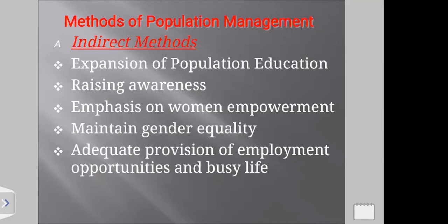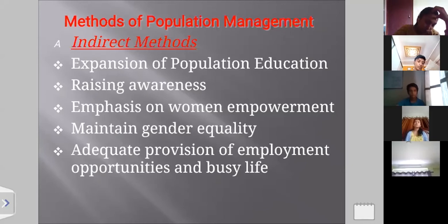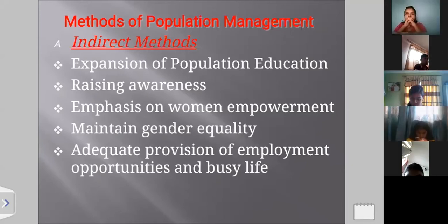Binit, just before we start the indirect methods, I told you I revised the direct methods of population management. Could you please tell me any two direct methods of population management? Use of contraceptive devices. Yes. Next, marriage at appropriate age. Okay, that was delayed marriage, or marriage at appropriate age.